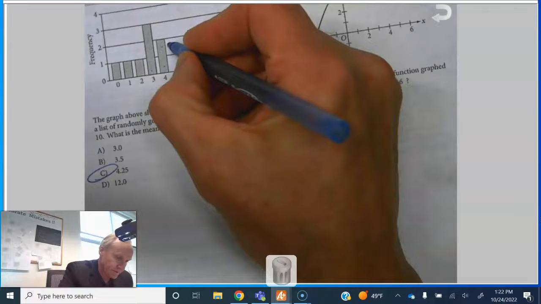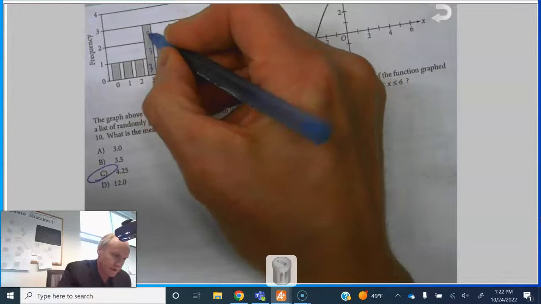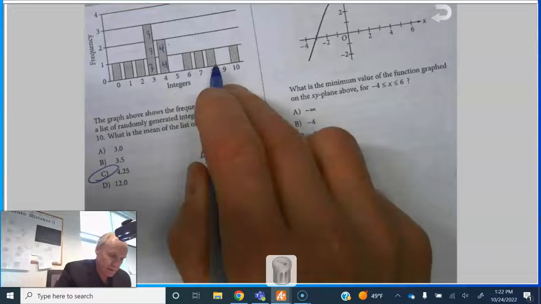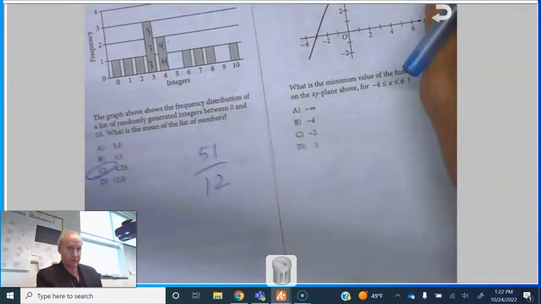The thing is, you have to keep in mind that there's a 4 and a 4 here and a 3, 3, 3 here. I added them all together just by counting up and then I divided by 12, which is the total number of numbers there.